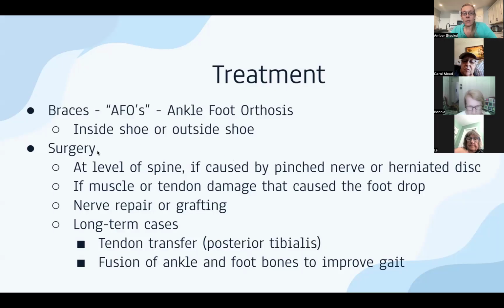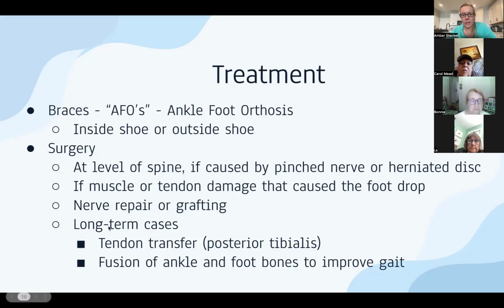And then lastly, depending on the cause, you could be a good candidate for surgery. If it's at the level of the spine and there's something that they can do to either repair the disc or shave it away, or shave away the bone that's pinching on the nerve, they could do that. If there is obvious muscle or tendon damage from a trauma or something that's causing it, they can repair the muscle or the tendon. There are nerve repairs and grafting. I haven't heard of this very commonly.